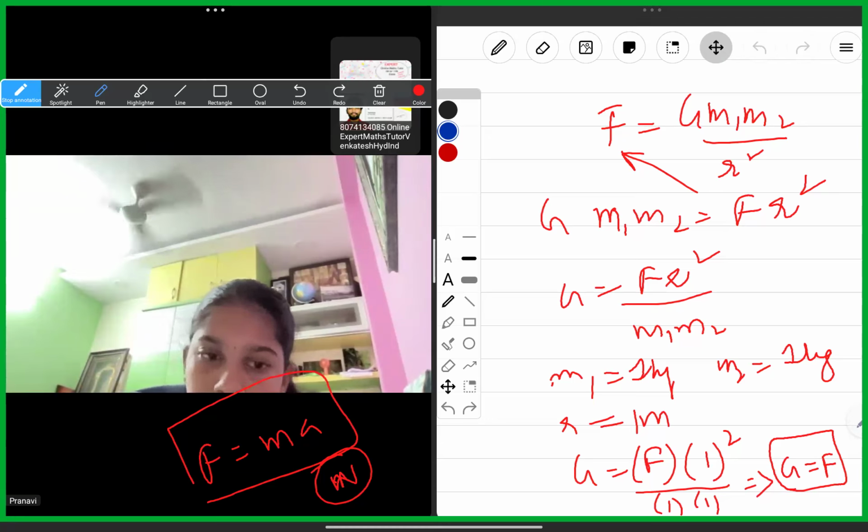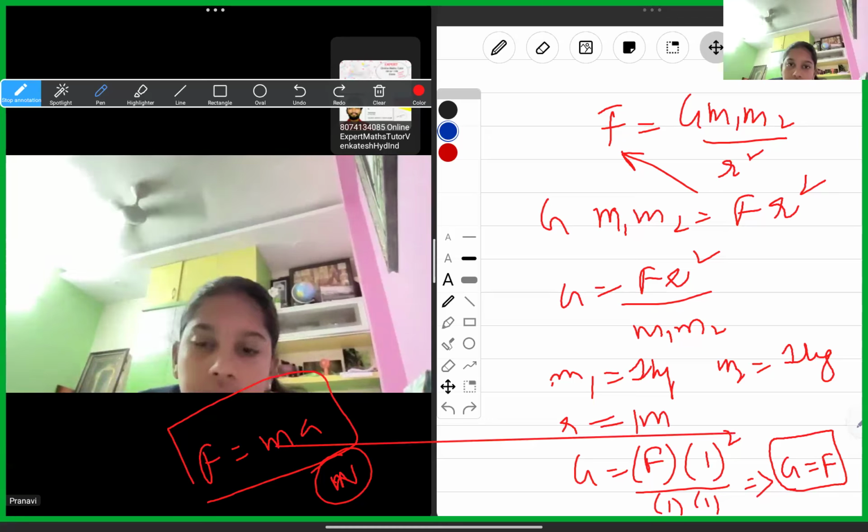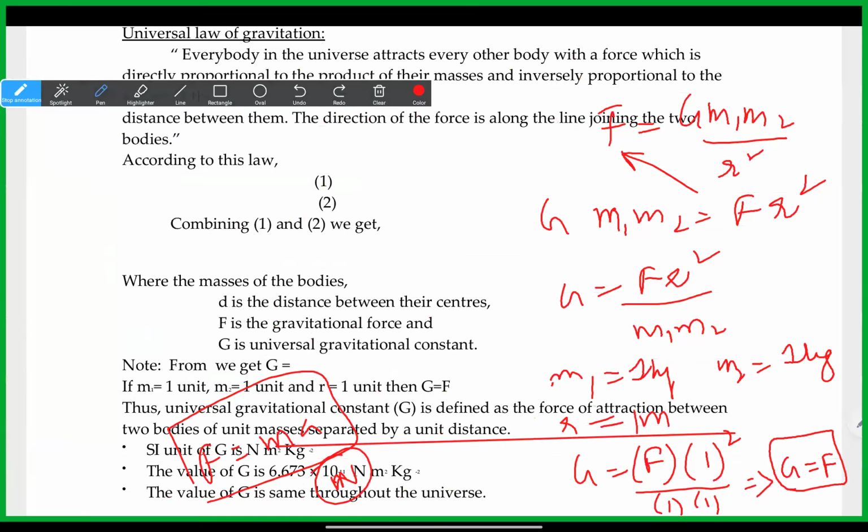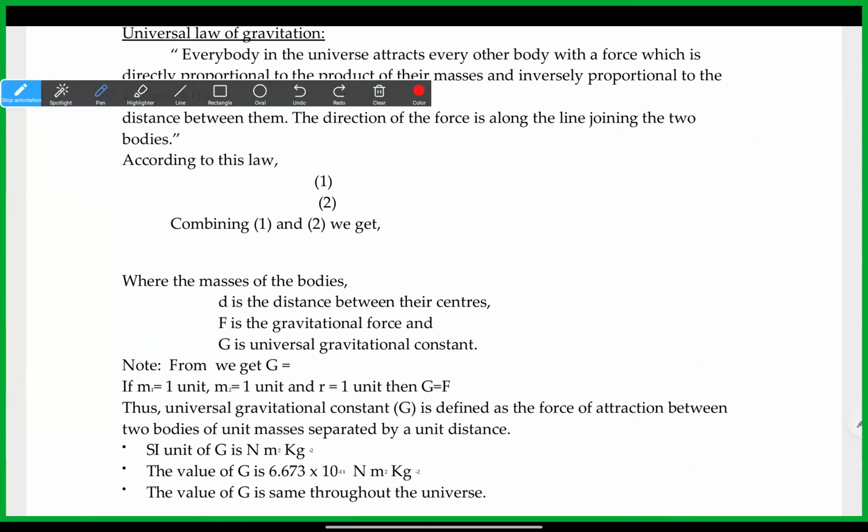that particular force is said to be the value of the universal gravitational constant. So they said here m is equal to 1 unit, both the masses 1 unit, radius also 1. Then G will become equal to F as per the equation. So they defined it as the force of attraction between two bodies of unit masses separated by unit distance.